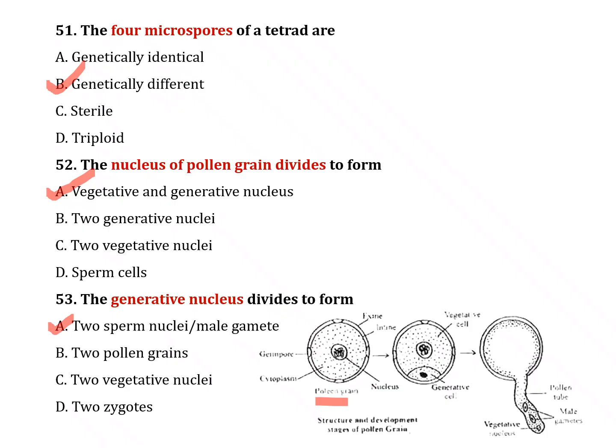This is a pollen grain. The pollen grain at maturity divides to form one larger vegetative cell and a smaller generative cell. The vegetative cell, or the tube cell, forms the pollen tube, and the generative cell divides to form two male gametes. This is the male gamete, forming two male gametes or two sperm nuclei.